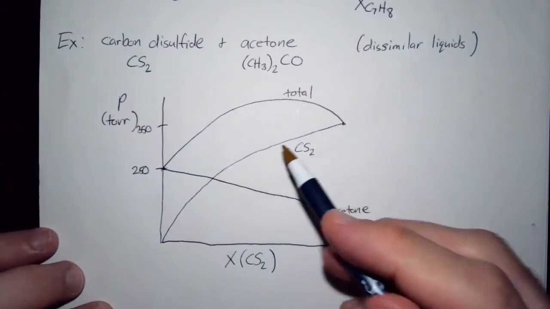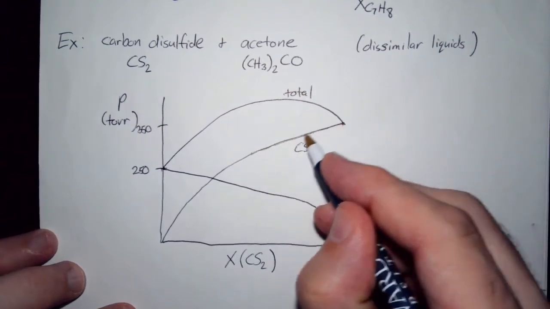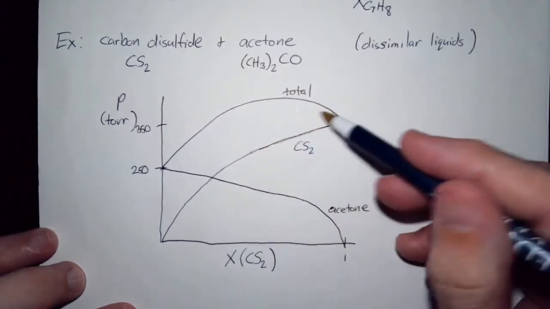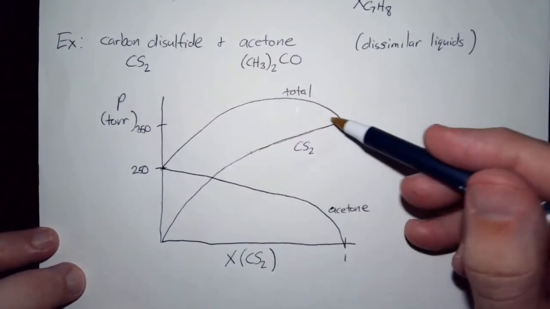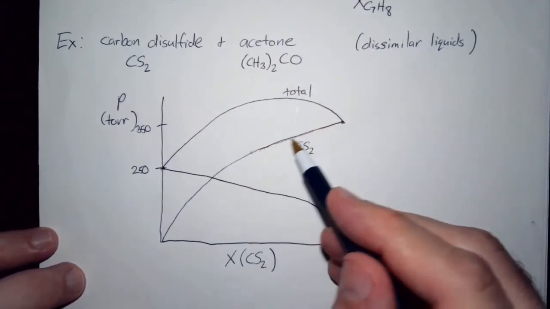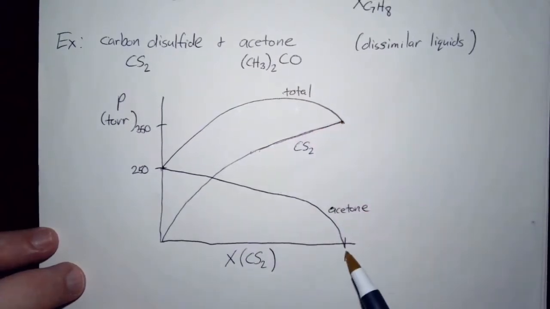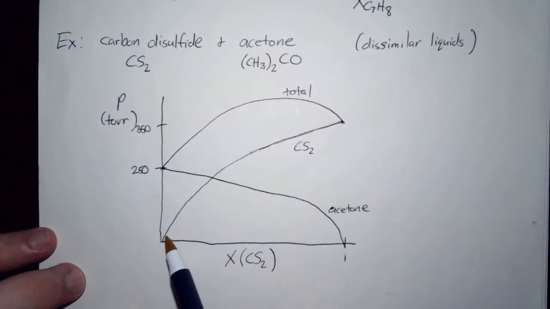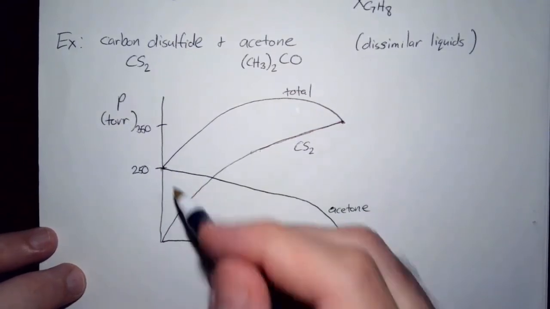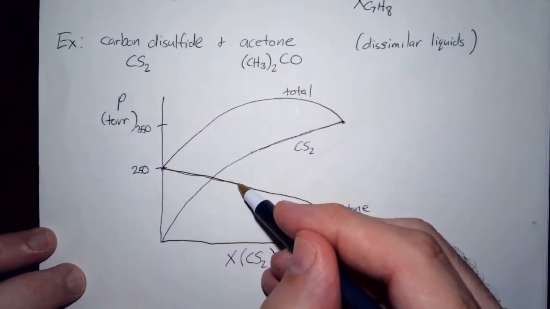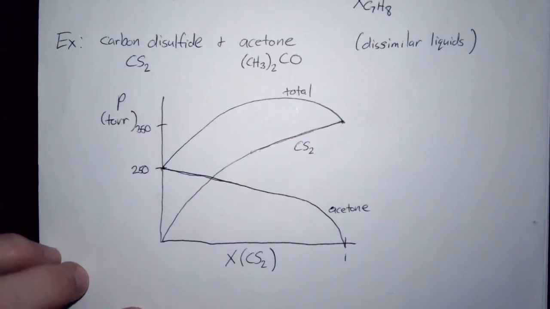However, I want to point out that it is fairly linear. CS2 is fairly linear over here. And what's special about this section over here? Well, this is where CS2 makes up the majority of the mixture. So when CS2 makes up most of the mixture, it follows a pretty straight line. When CS2 makes up very little of the mixture, acetone makes up most of the mixture. And here we see that acetone also is fairly straight when it is the majority in the mixture.